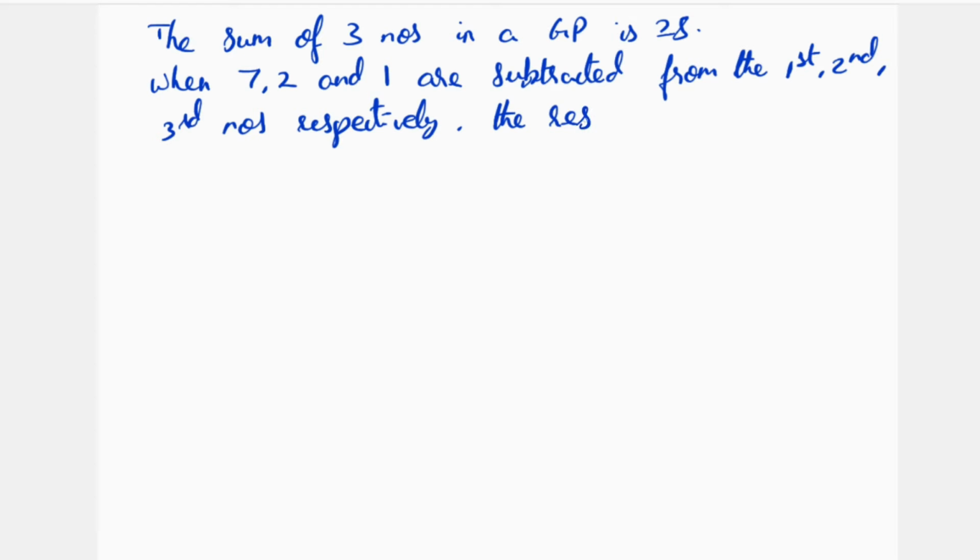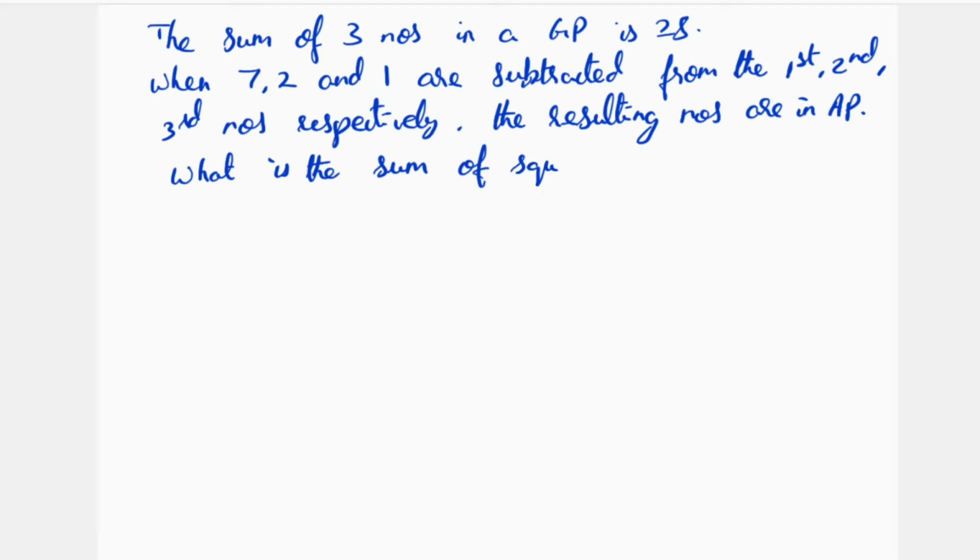Then the resulting numbers are in AP, arithmetic progression. Here comes the actual question. Now they are asking us, what is the sum of squares of the original three numbers?